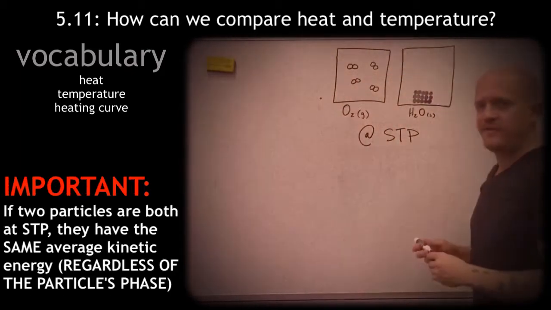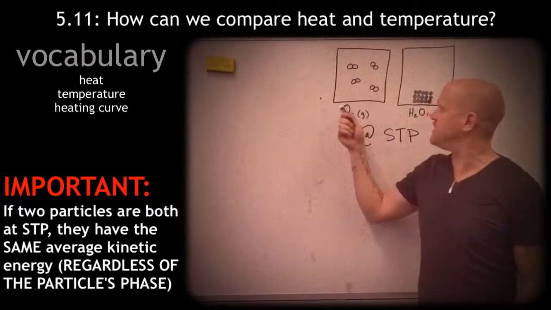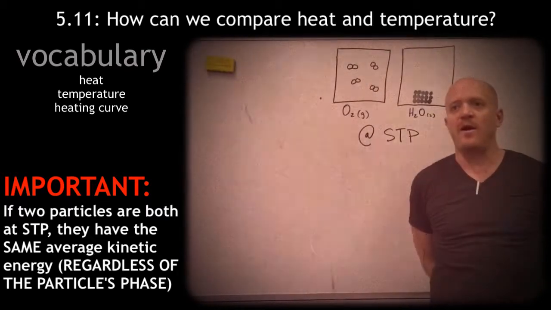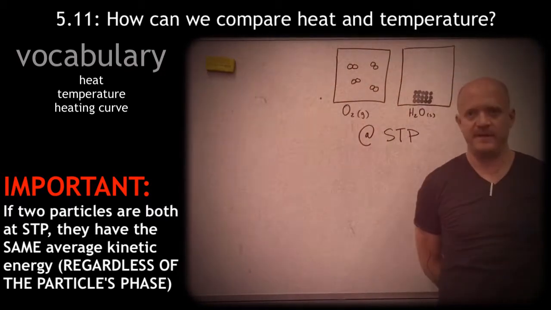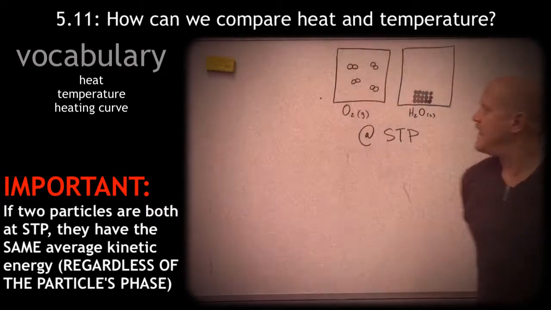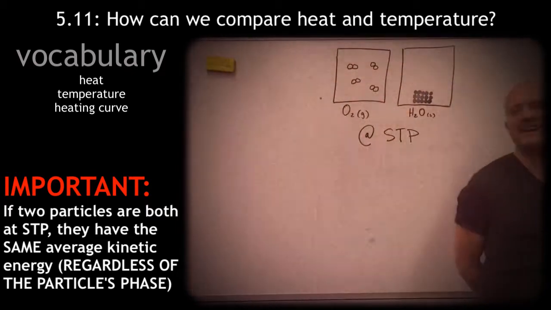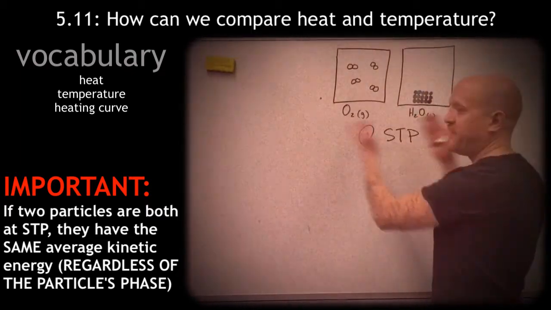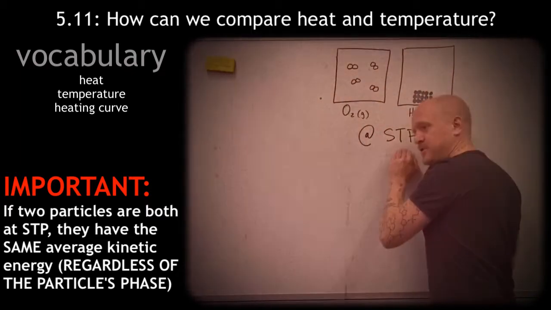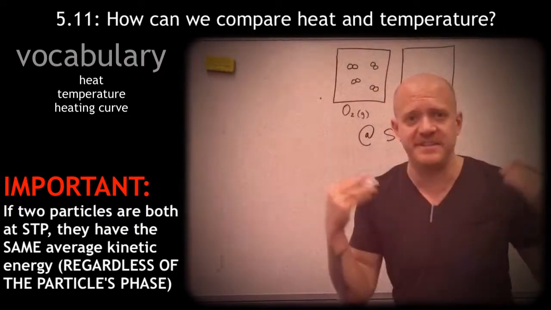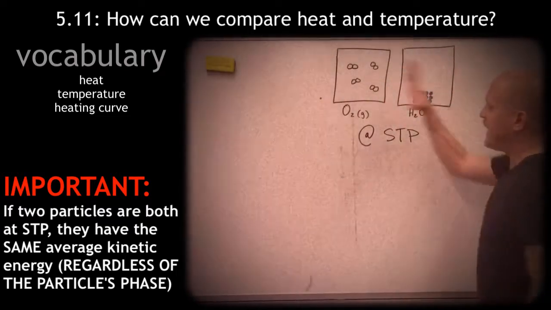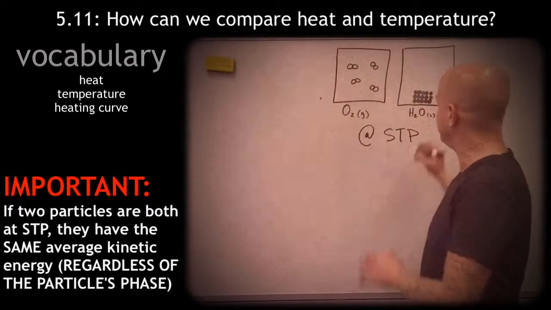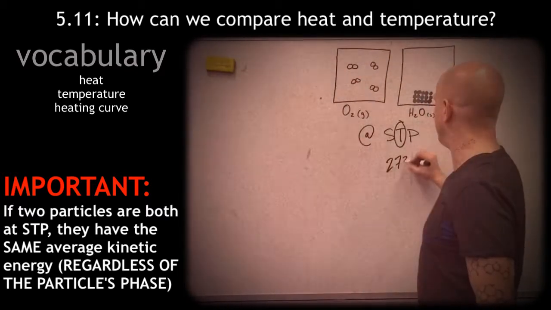Okay, right now I have two different samples. I have a sample of oxygen gas at STP, and I have a sample of solid water or ice at STP. Now, these particles both have exactly the same average kinetic energy, and the reason for that is because both of these samples are at the same temperature. Average kinetic energy is the same thing as temperature. So if I ask you for the average kinetic energy, pay attention to the temperature. They both have exactly the same temperature, which is 273 Kelvin.